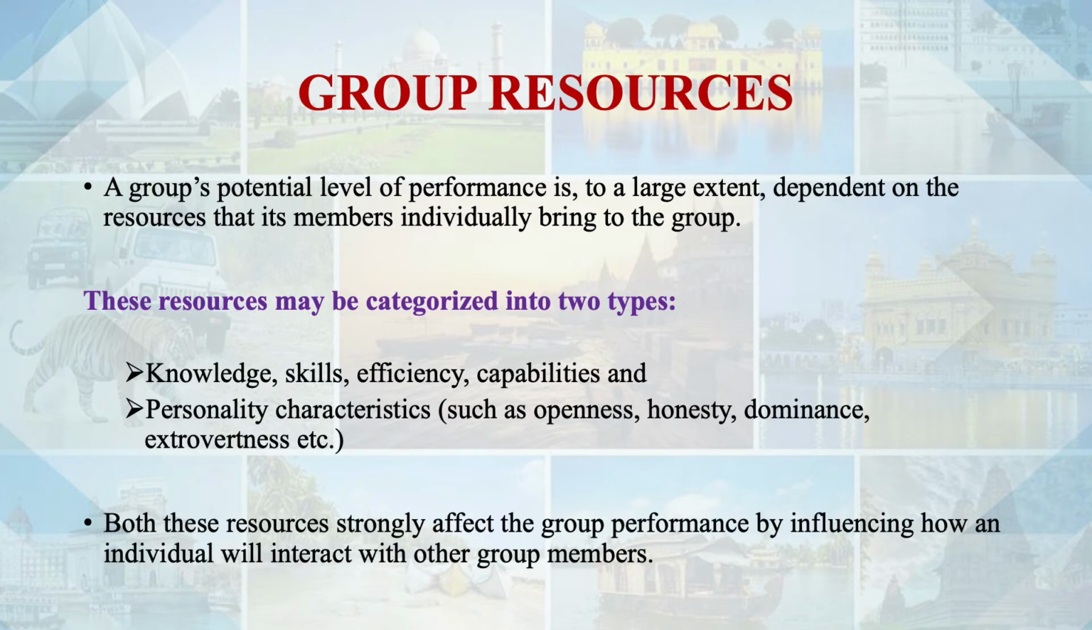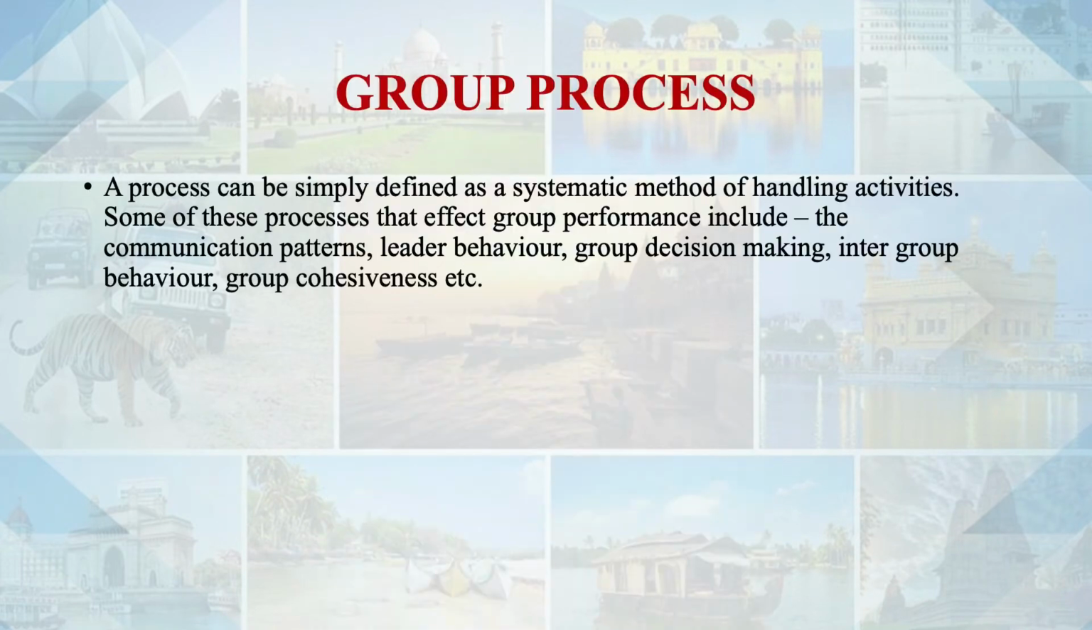Both these resources strongly affect the group performance by influencing how an individual will interact with other group members. The next is about group process. This is a very important component in a group performance model. A group process can be simply defined as a systematic method of handling activities.